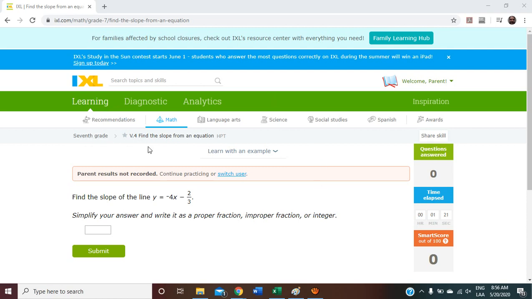I am here to explain 7.V.4, find the slope from an equation. It sounds harder than it is, right? It's really simple. You're going to finish this activity in less than 3 minutes, I think.